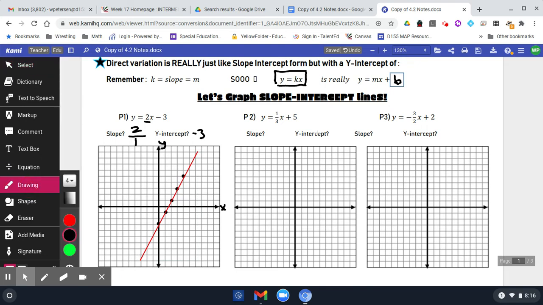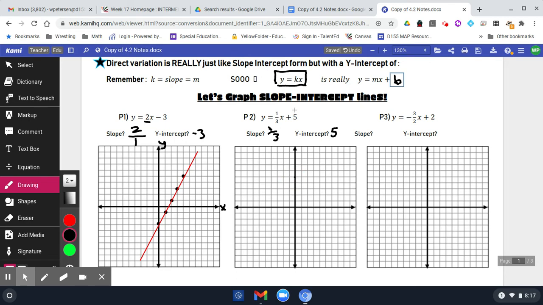All right, cool. Let's go and try this one. First thing we're going to do is identify our slope. We have a positive slope of 1/3. We have a y-intercept of 5. So I'm going to start at the 5 now. So I'm going to go 1, 2, 3, 4, 5.